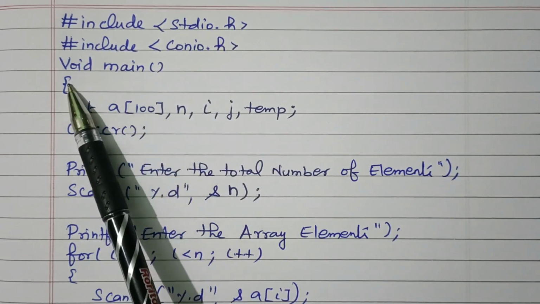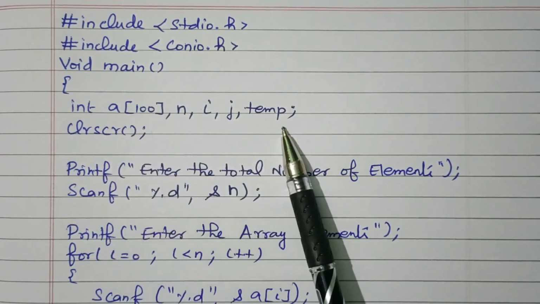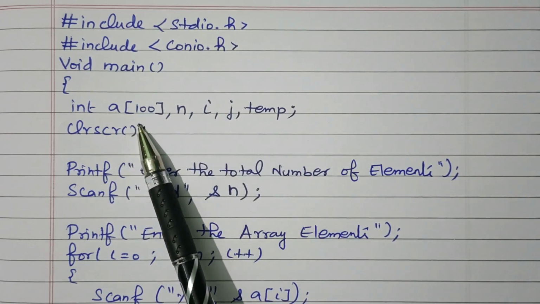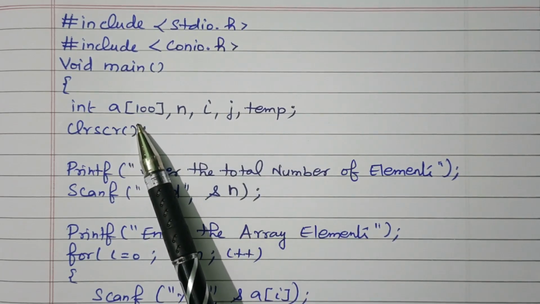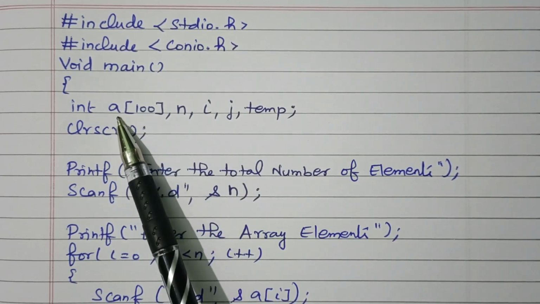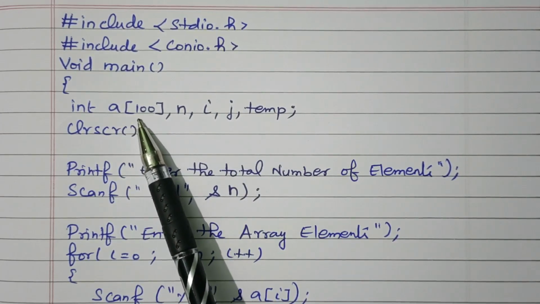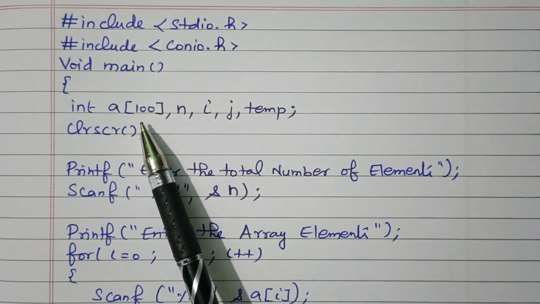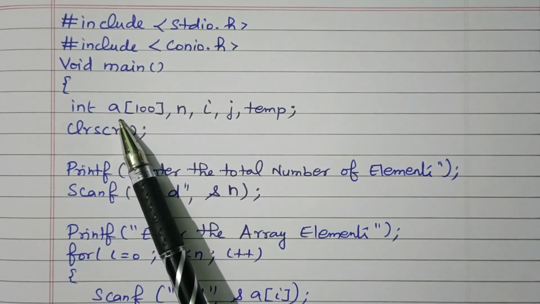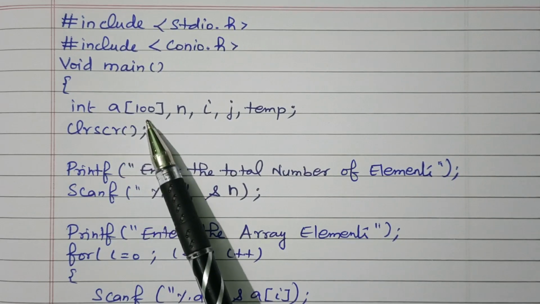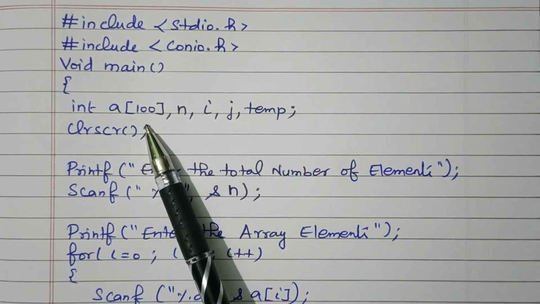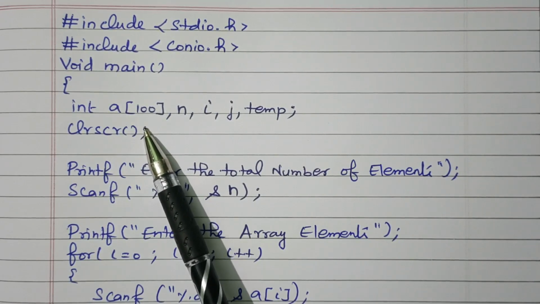Void main, open the brace. The first step is we need to declare the variables, right? So we need a set of numbers, that is a single dimensional array. We can declare the set of numbers as a single dimensional array, A[100]. This 100 means maximum we can store 100 numbers, but in our example we discuss 5 numbers, right? So we can use less than 100. The variable name is A, right? A[100] is a single dimensional array with variable name A. A maximum of 100 elements we can store, or we can store fewer also.